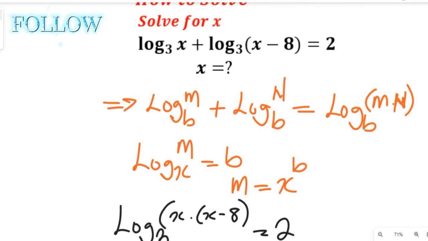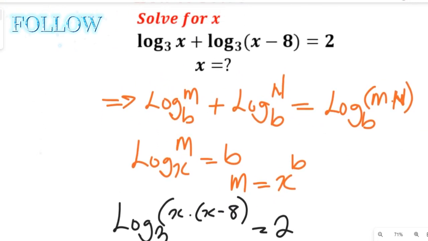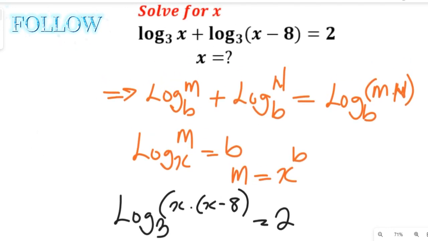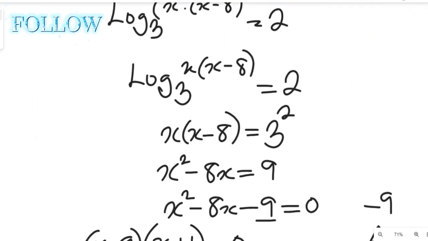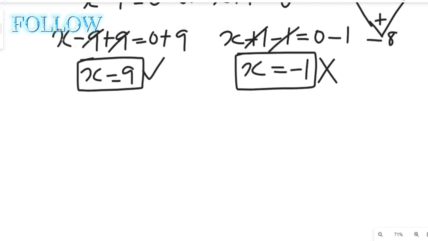Now I want you to check by inserting the value of x equal to 9 into this, and then you find out if you get the value of 2. If we put our x equal to 9, let's check to see if our solution is right. We'll insert it into that equation, and we're going to arrive at a solution.